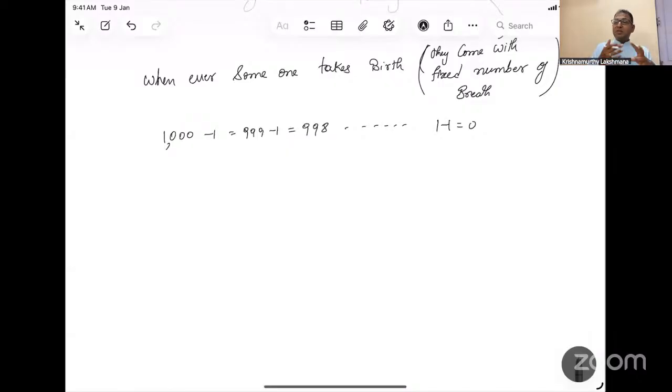Now with this, we will try to understand some concepts which are given in the book. So we will try to understand asthma.